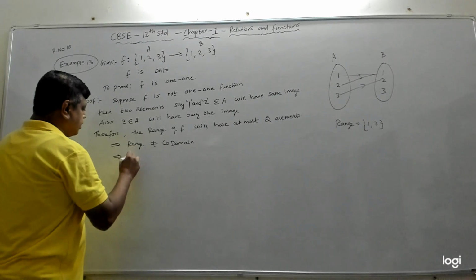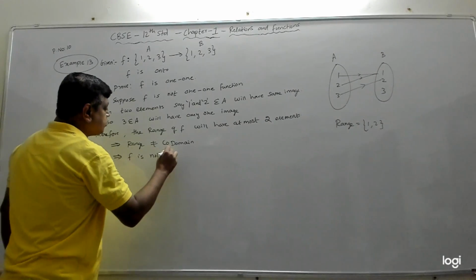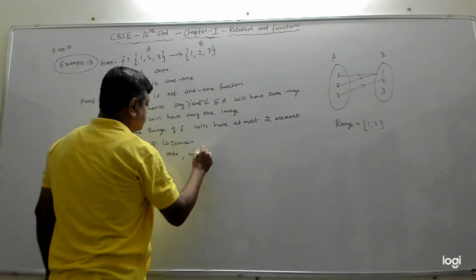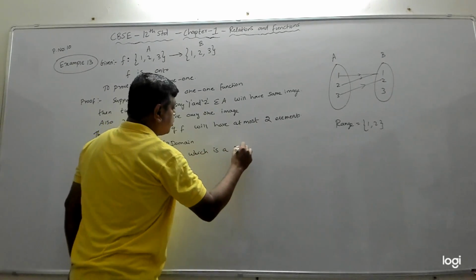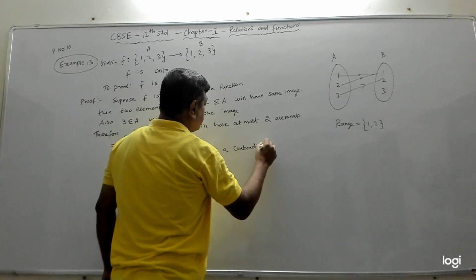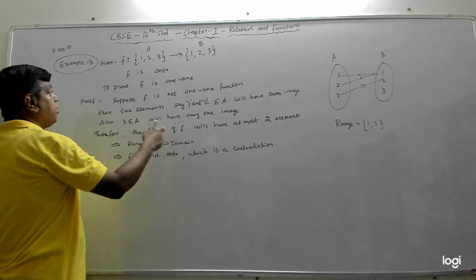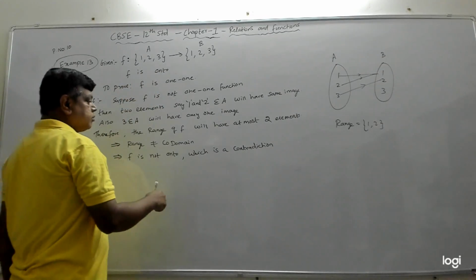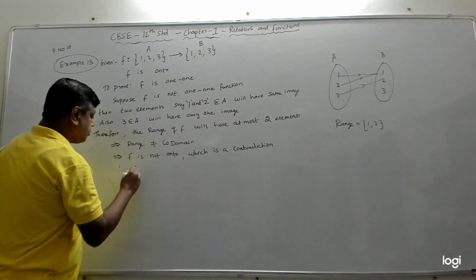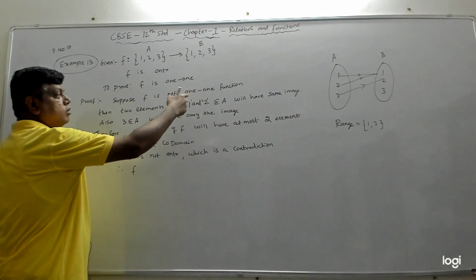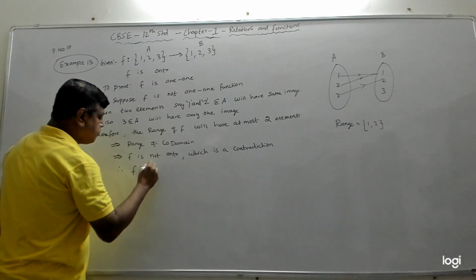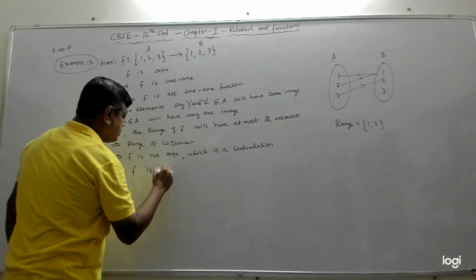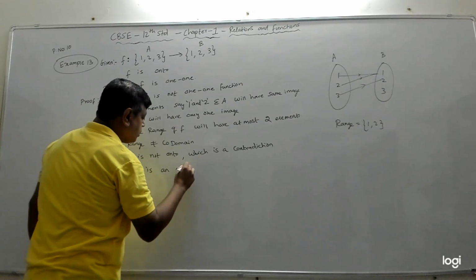This implies f is not onto. f is not an onto function, which is a contradiction, because it is given that f is onto, but we are getting f is not onto. It's a contradiction. Therefore, our assumption is wrong. Therefore, f is not 1 to 1 is incorrect. Therefore, f is a 1 to 1 function.